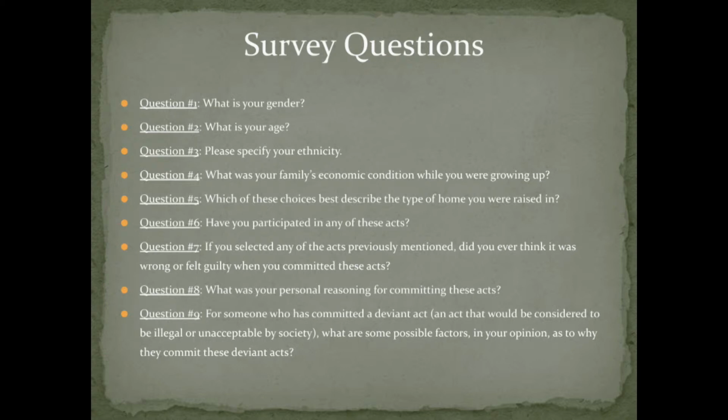Number 5 was which of these choices best describes the type of home you were raised in? So the answers were foster home, single parent home, raised by your grandparents, raised by a sibling, raised with both parents, or other. Question 6 was, have you participated in any of these acts? So these acts consisted of deviant acts. So the answer choices were theft, assault, gang involvement, weapon use, drug use, underage alcohol consumption, driving while intoxicated, and cheating.